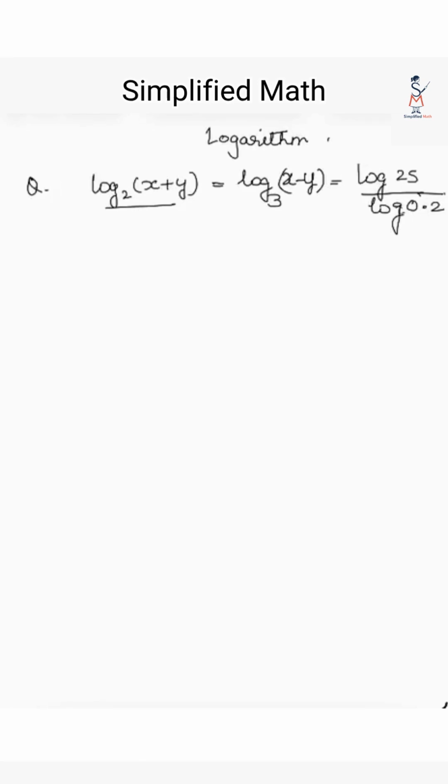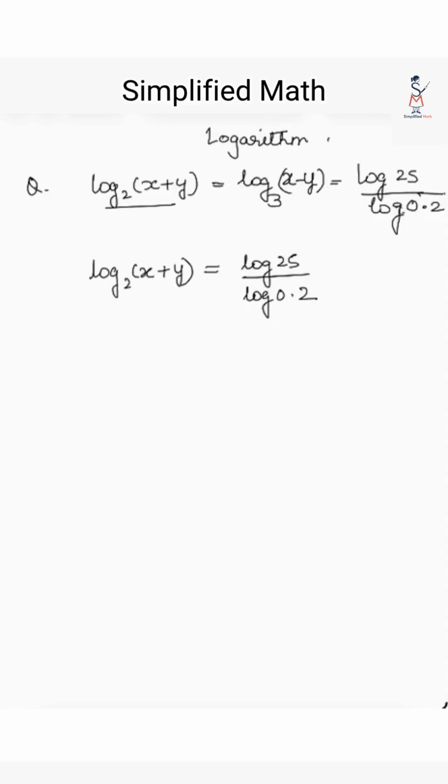Hi, we are doing logarithm. The question is log (x plus y) to the base 2 is equal to log (x minus y) to the base 3 is equal to log 25 by log 0.2. Now what we will do, we will take the first condition, that is log (x plus y) to the base 2 is equal to log 25 by log 0.2.